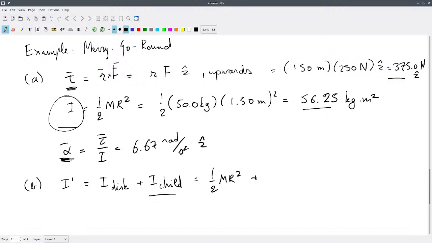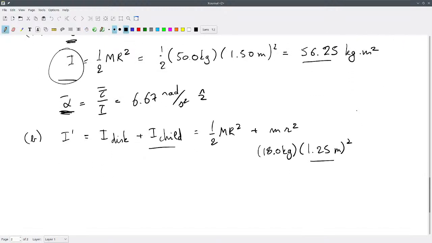Let's assume the child is a small child that we can approximate as a point particle. Then this will be mr squared. It will be mass times position, and mass here was 18 kilograms times 1.25 meters squared for the distance from the center of rotation. Again, tau is the same, so we can calculate alpha as tau over now I prime.